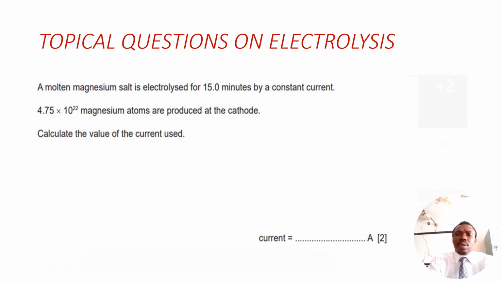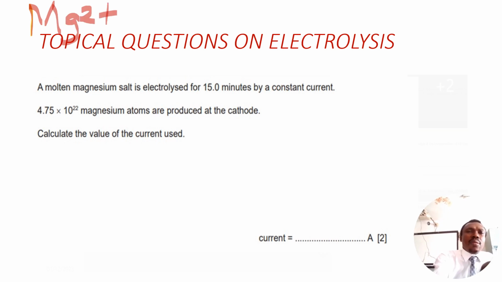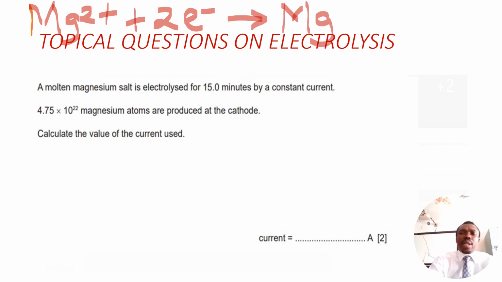So the first thing to do is to write the equation that takes place at the cathode. The reduction takes place at the cathode. Since magnesium is a positively charged ion, the magnesium ion migrates to the cathode, because it is a molten salt. It gains electrons and becomes reduced to what? Magnesium. So you write the equation at the cathode.